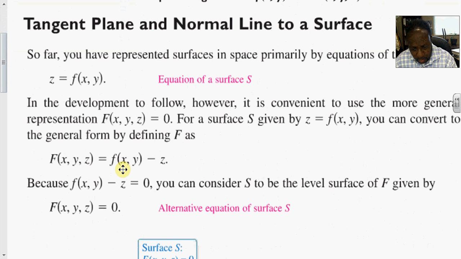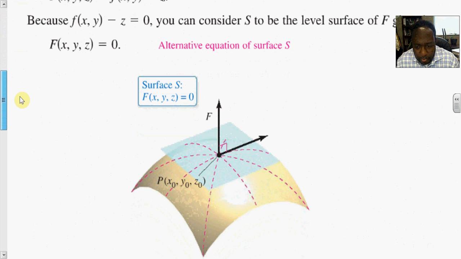To go the other way around, the force would be moving toward the center. So here they say because f of x, y minus z equal to 0, you can consider S to be the level surface of f given by capital F of x, y, z equal to 0, and we call this an alternative equation form for the surface.